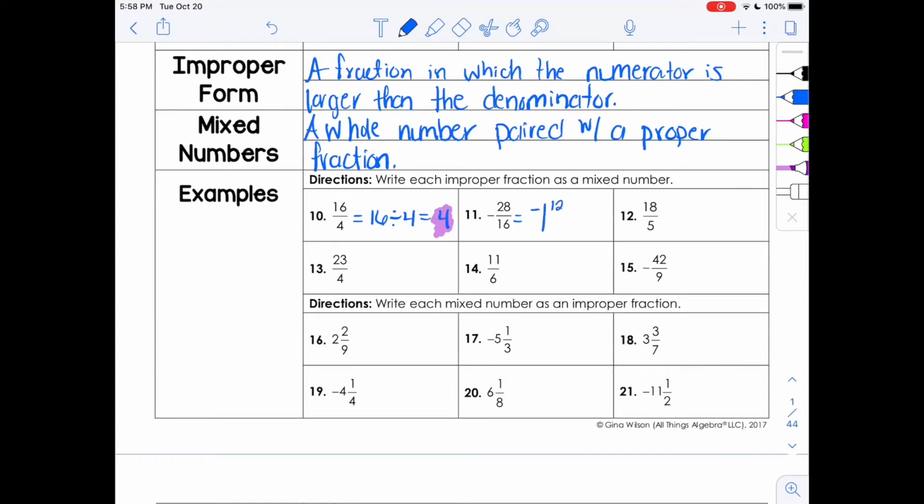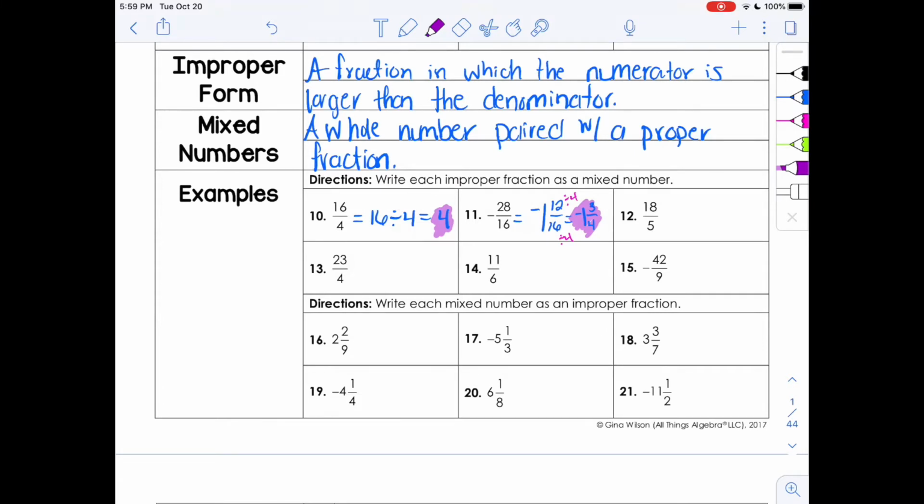So 12 over 16. But we want it to be in our most simplified form. And 12 over 16 can be simplified because 4 will divide evenly into both of those. Now that doesn't affect the negative, and it doesn't affect the whole number of 1. But 12 divided by 4 is 3, and 16 divided by 4 is 4. So our final answer is negative 1 3/4.